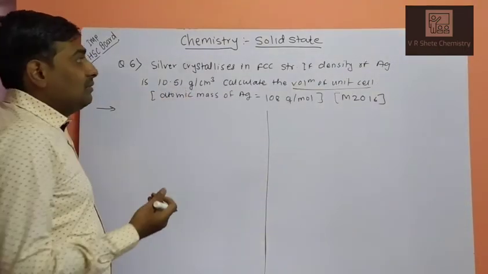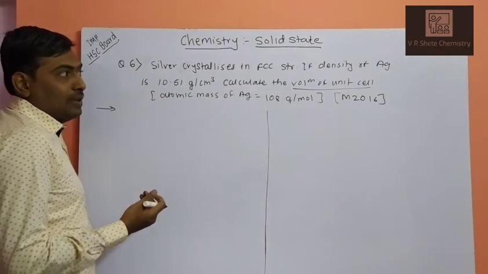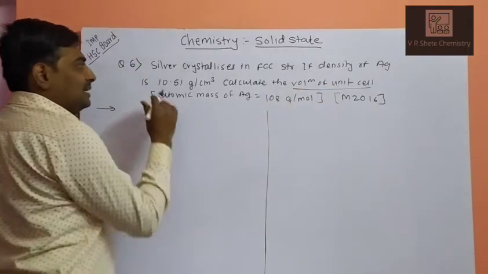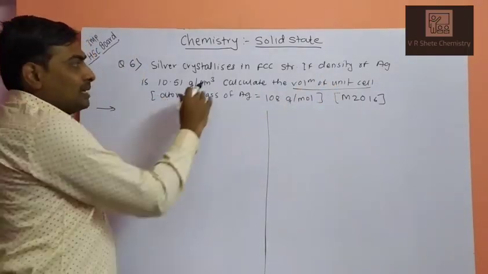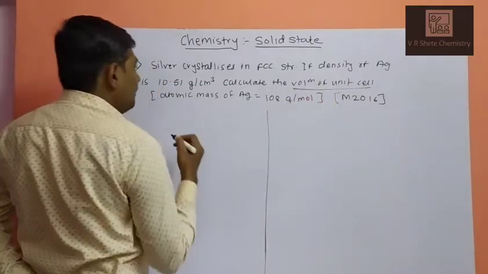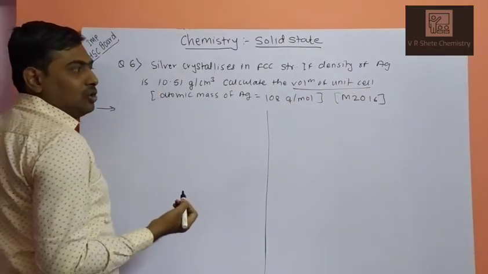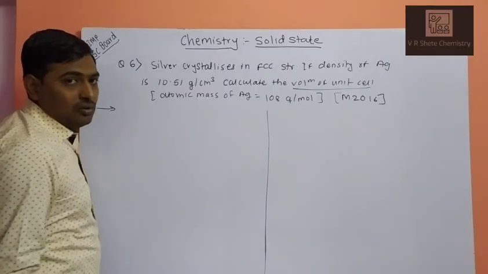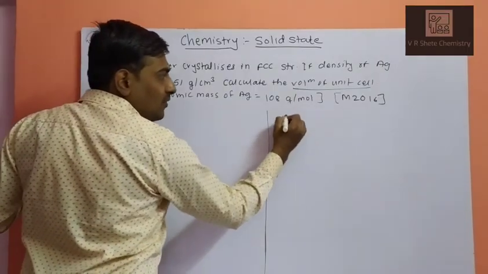Next numerical: silver crystallizes in FCC, face centered cubic structure. If the density of silver is 10.51 gram per centimeter cube, calculate the volume of unit cell. We have to calculate volume of unit cell. Atomic mass is given, that is 108 gram per mole. This was a March 2016 question. We know the formula of density.